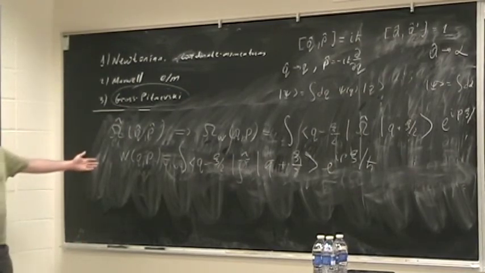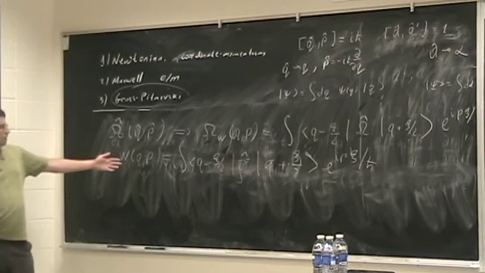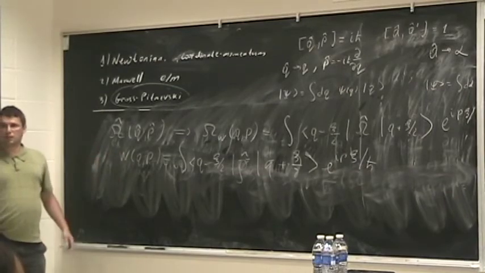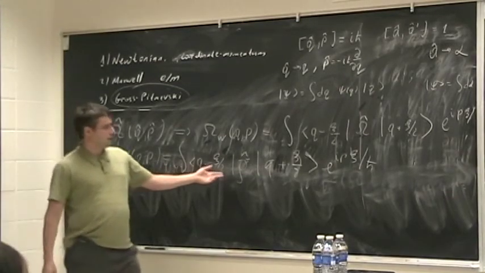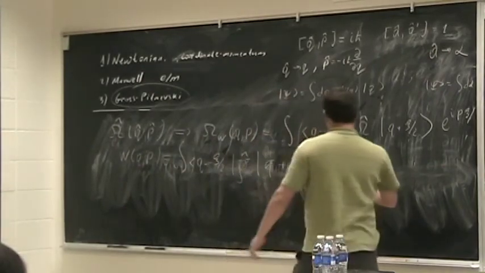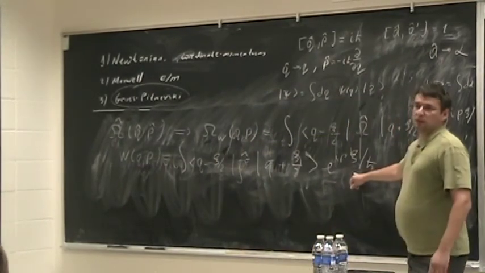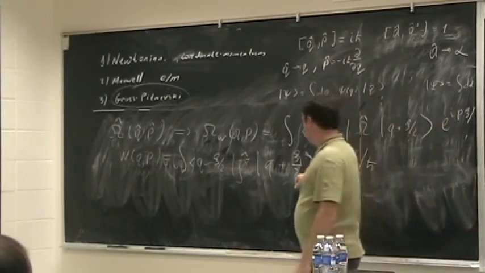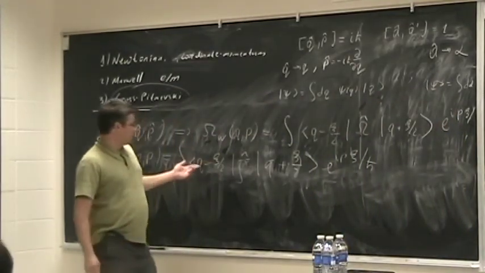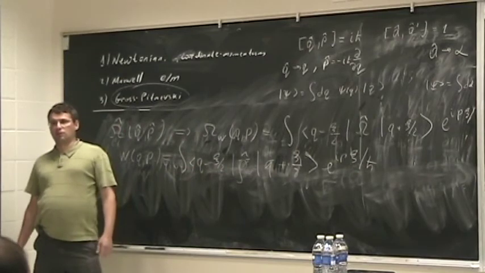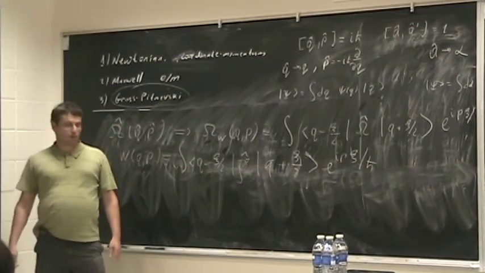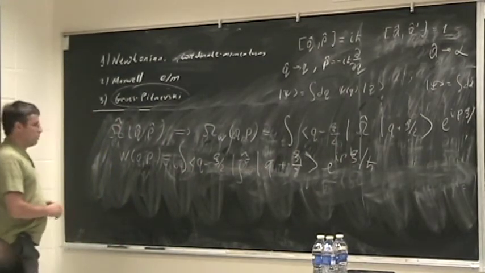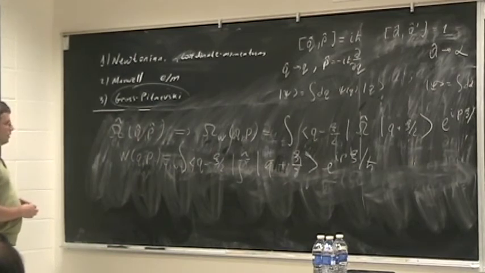Won't write it, but let's just think. If we integrate over dp over 2 pi h bar, it's obvious that once we integrate over p, we'll get a delta function of xi, and the remaining integral over q will be just the trace of the density matrix. So it's normalized.